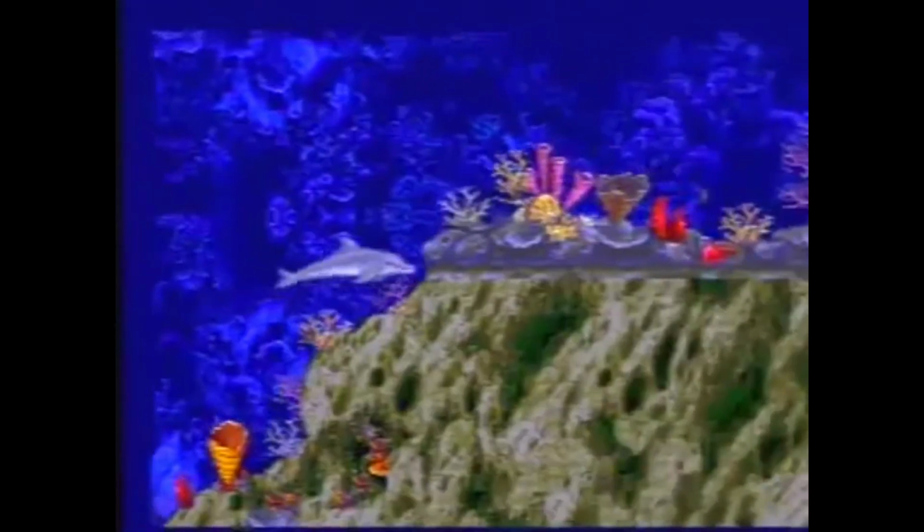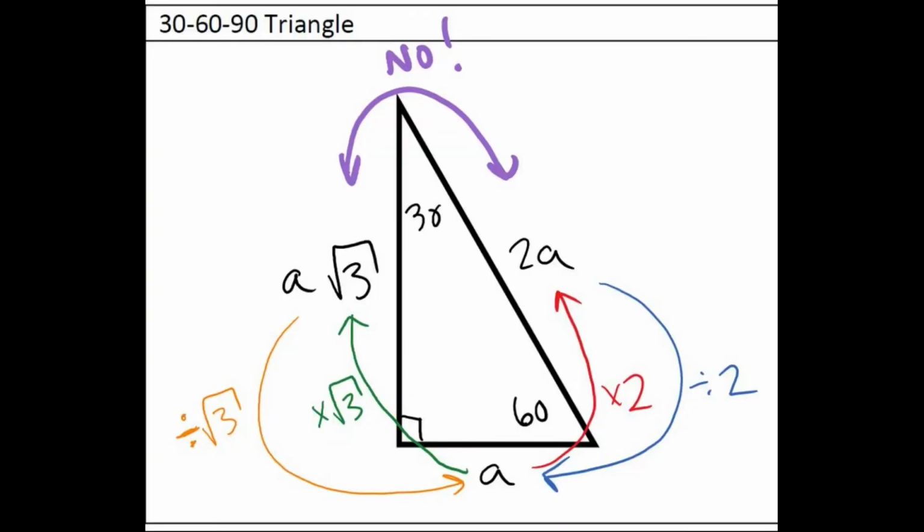This worksheet today is going to be over two special types of right triangles. One is a 30, 60, 90 triangle, meaning those are the angles. And the other one is the 45, 45, 90 triangle. So first of all, let's talk about the 30, 60, 90 triangle.